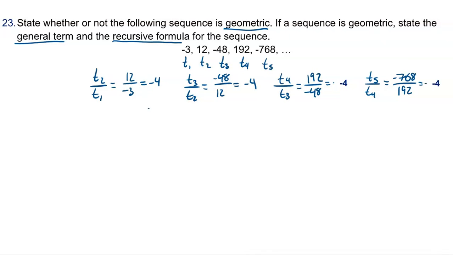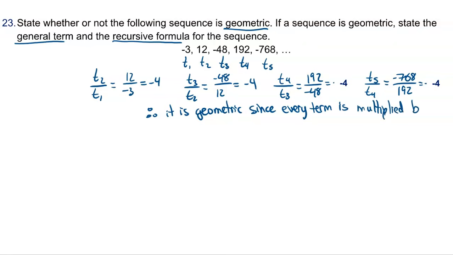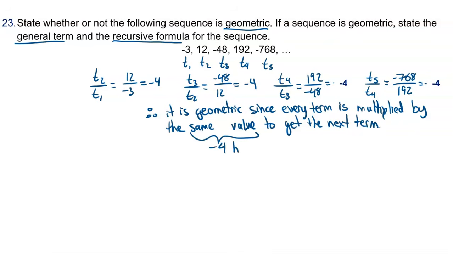And so this is really helpful because it tells us, because that multiple is the same every time, therefore it is a geometric sequence. And that's always the case. Anytime we have a common multiple or a common factor between all the division statements like so, then it's going to be a geometric sequence. So therefore it is a geometric sequence since every term is multiplied by the same value to get the next value. Now what is the same value? Well, in this particular case, it happens to be negative 4.